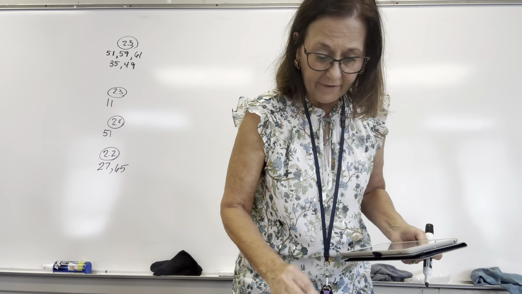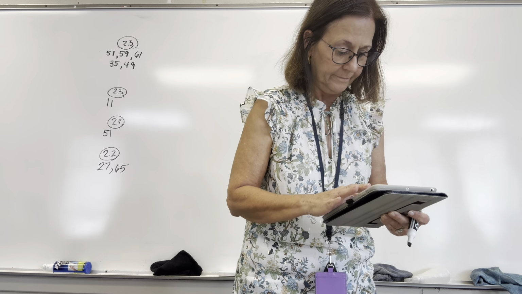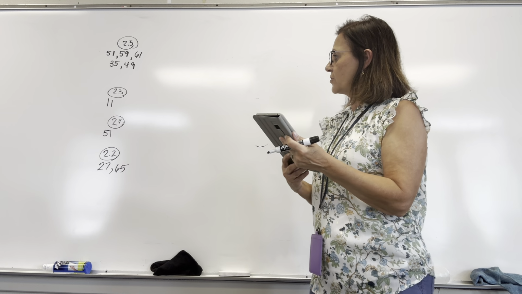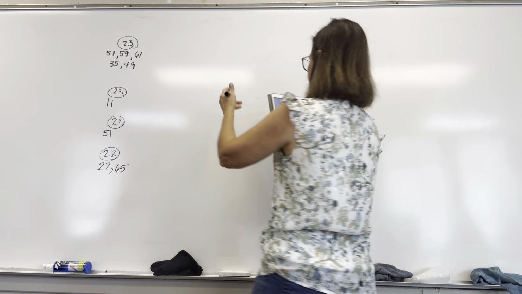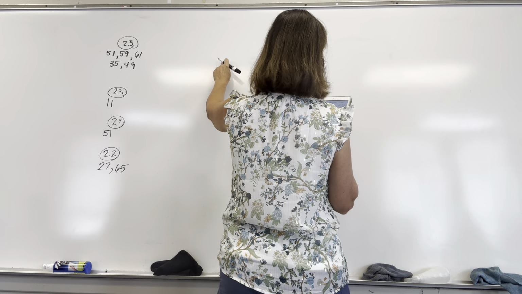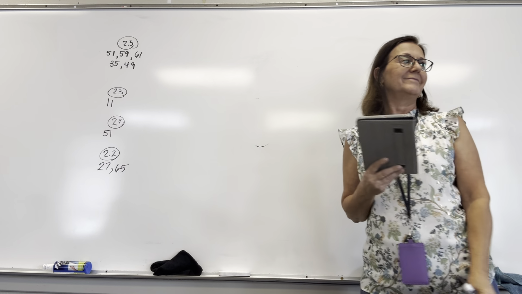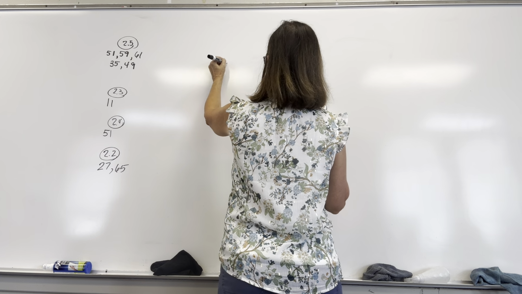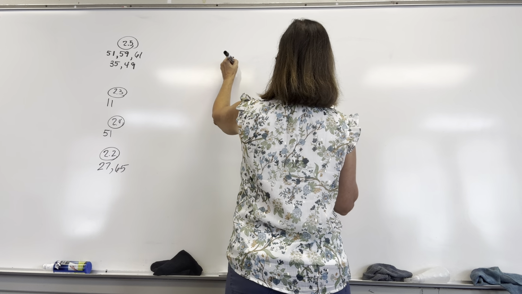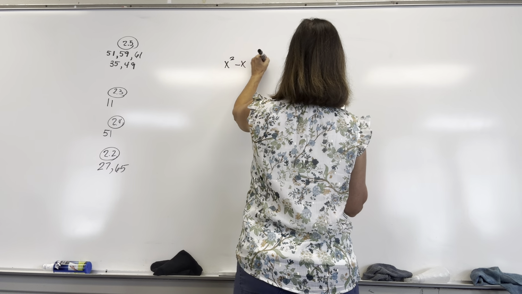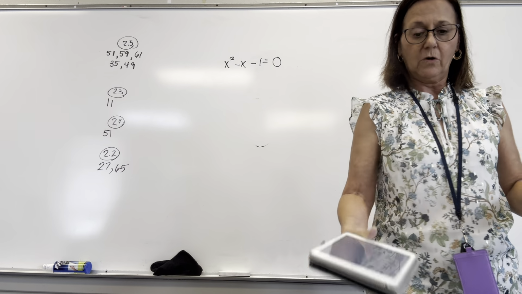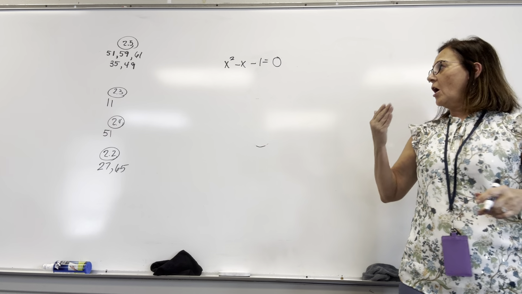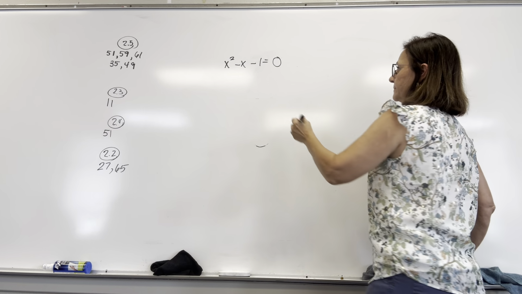Number 27. It says solve the equation by completing the square. So 27, I'm going to write x instead of w. It's x squared minus x minus 1 equals 0. All right, what's the first step? Move the 1 to the other side. Move the constant to the other side.